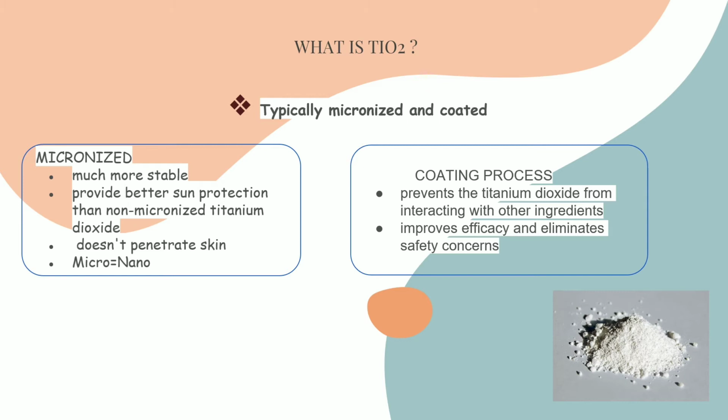Micronized titanium dioxide doesn't penetrate skin, so there is no need to be concerned about it getting into your body. Nanomolecules always refer to particles that are smaller than 100 nanometers. Next, the coating process. The coating process improves application, enhances sun protection, and prevents the titanium dioxide from interacting with other ingredients in the presence of sunlight, thus enhancing its stability. It not only makes this ingredient much more pleasant to use for sunscreen, but also improves efficacy and eliminates safety concerns.